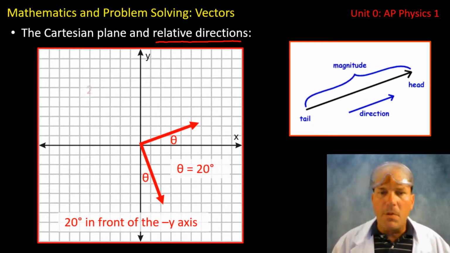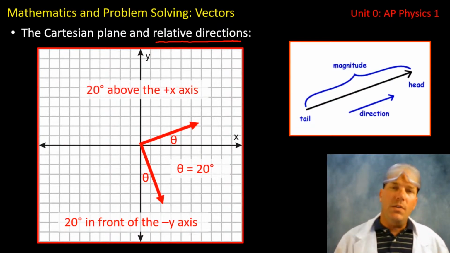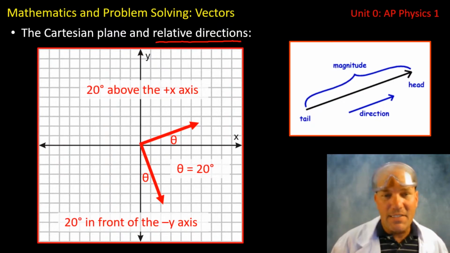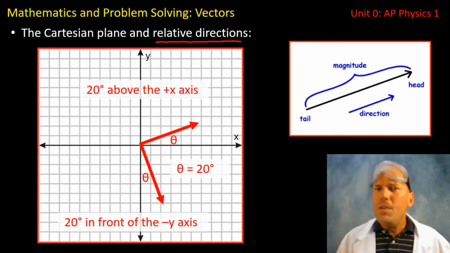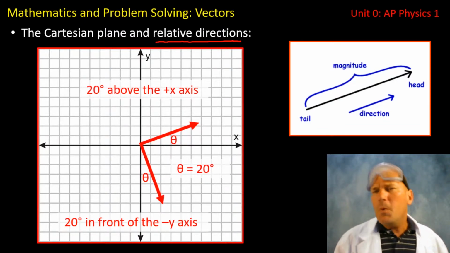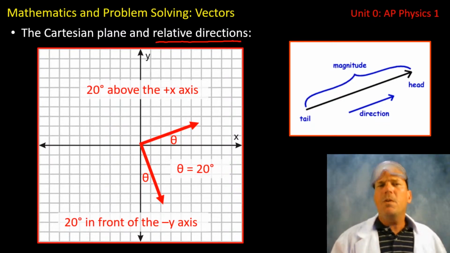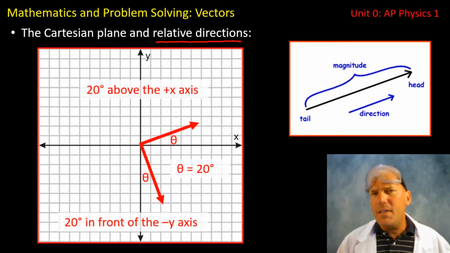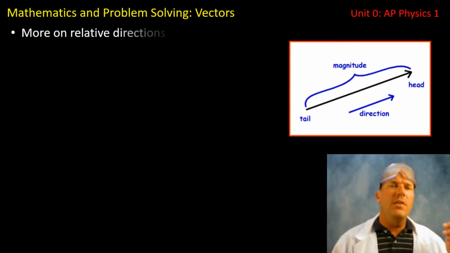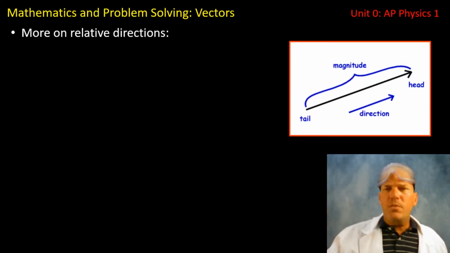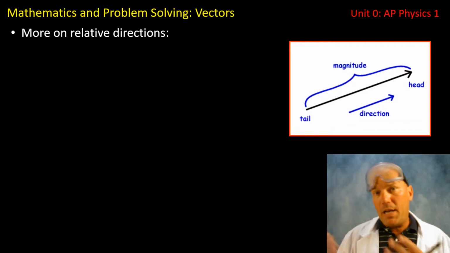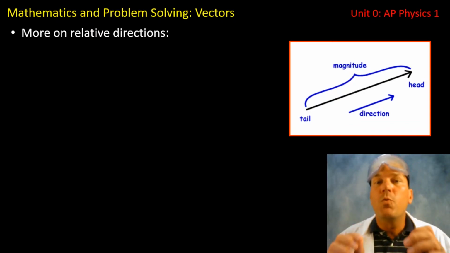Here's another example. Here we have 20 degrees above the positive x-axis. Now, we will use these mostly in the kinematics unit, but it's very important for you moving forward in this course to have a good idea of what vectors are and how to use vectors, not only for describing direction using cardinal directions, a plus sign, a minus sign, but also relative.